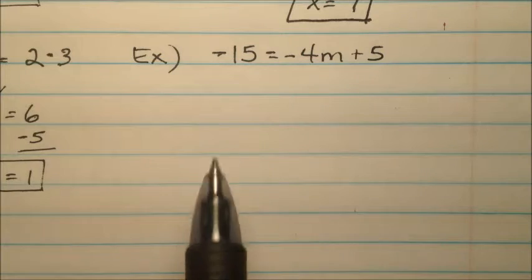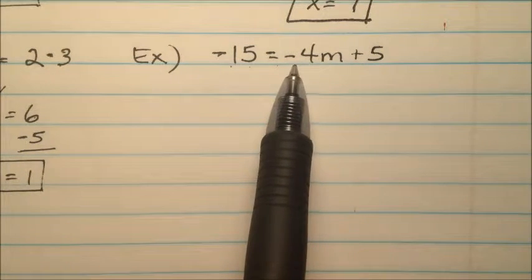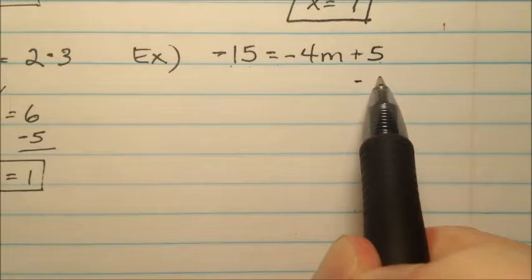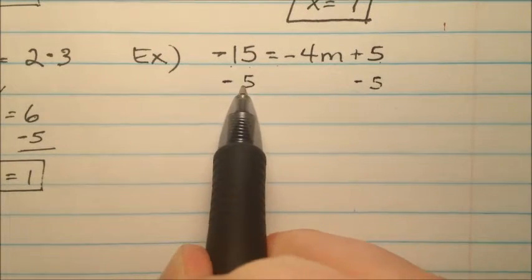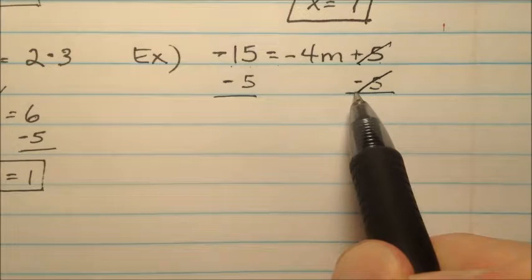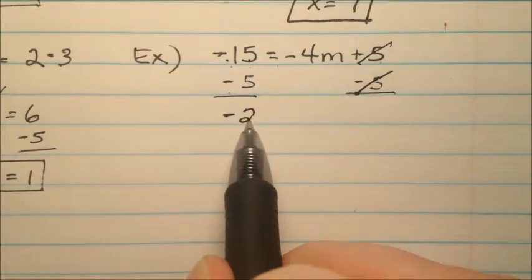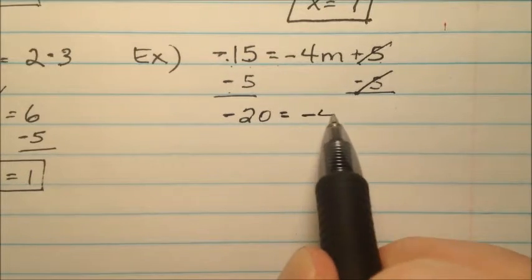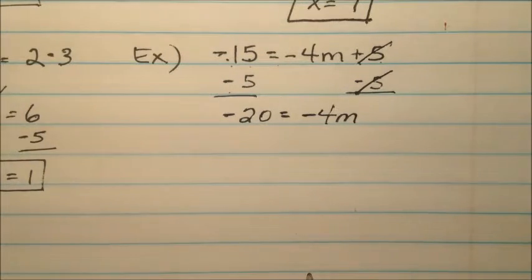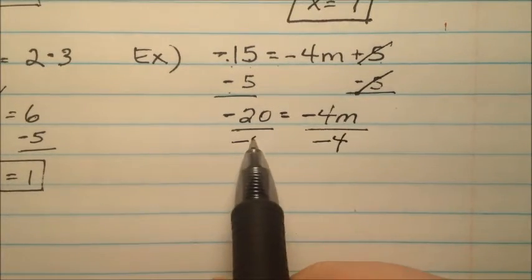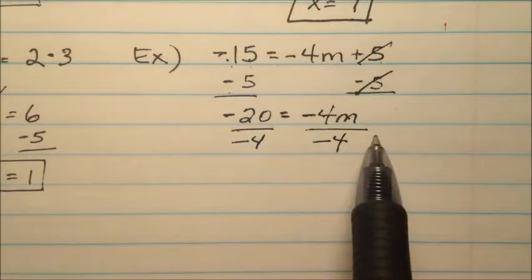In the fourth example, I have a negative 15 equals negative 4m plus 5. So the first thing I'm going to do is get rid of this 5 over here. So I'm going to subtract 5 from both sides, thus eliminating those guys. So negative 15 minus 5 is going to be a negative 20, and that's going to equal this negative 4m that's over there. Now, in order to get this m by itself, I'm going to divide by negative 4, since the negative 4 is being multiplied by m.